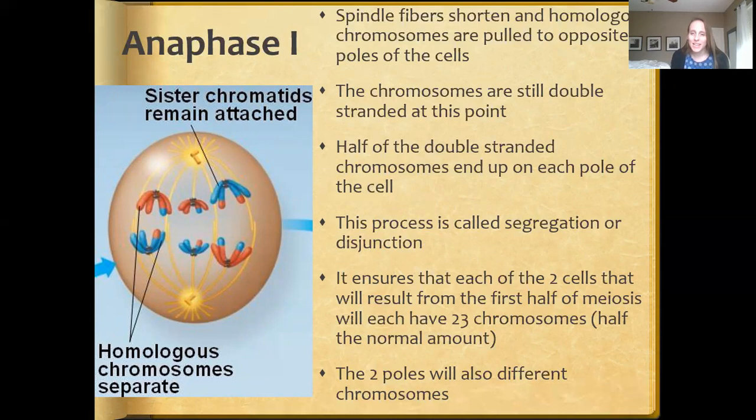And by the end of this, each pole of your cell is going to have half the amount of chromosomes as what it started off with. Because you had 23 pairs originally. When you separate the pairs, you now just have 23 lone chromosomes on each side. So you have 46 altogether in the middle. Now you have 23 on each side.